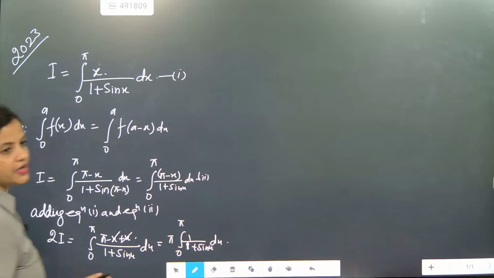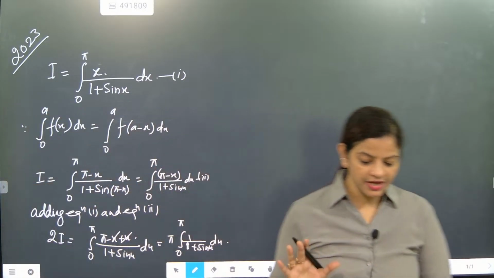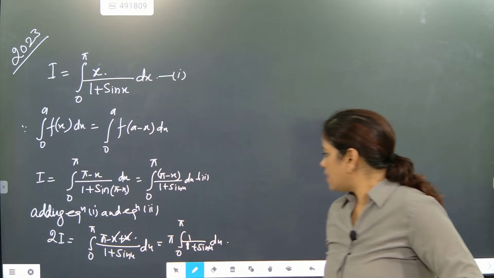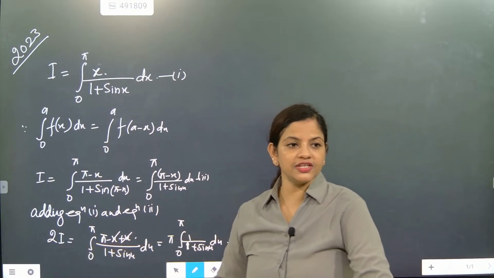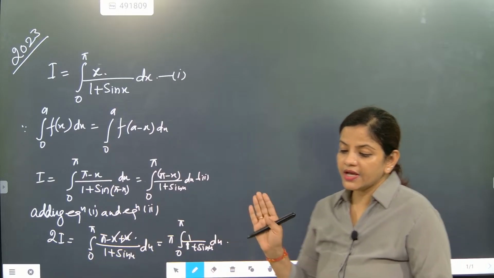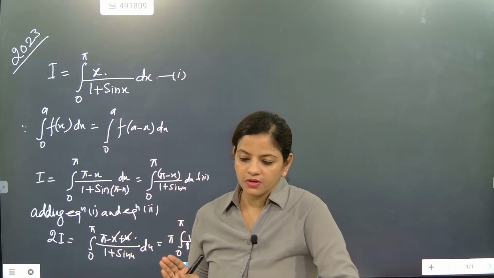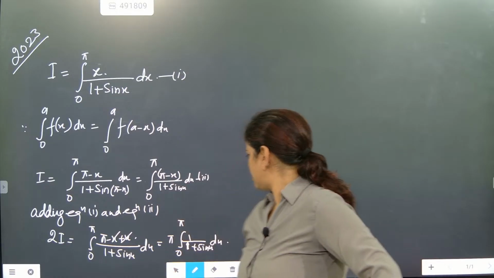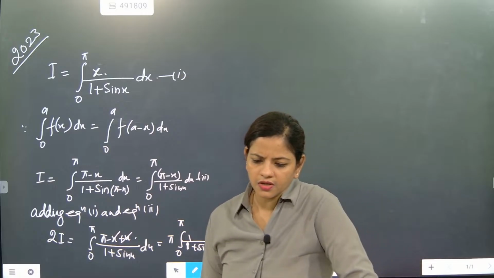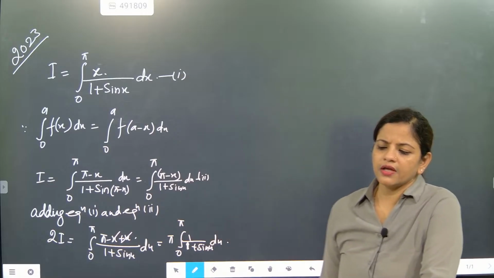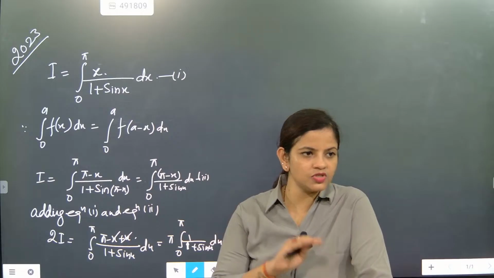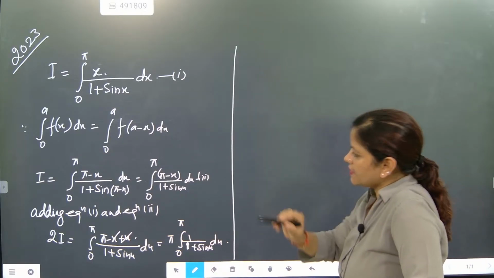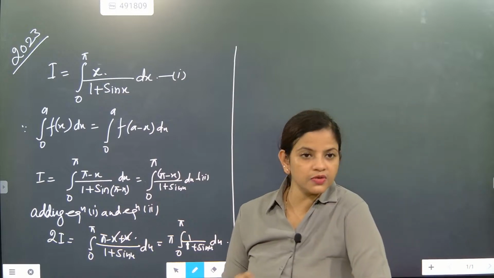Till here we understood: 1 by 1 plus sine x, till here we got. But the biggest problem: 2I, I still wrote 2I and didn't change it. 2I is equal to... here one very important thing, where I wrote dx, I wrote small dx only. Now look here. Once you have written till here, we understood that we wrote 2I is equal to that part.